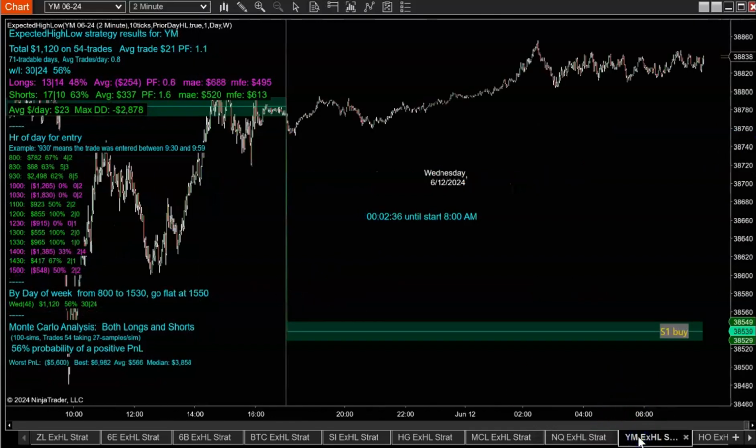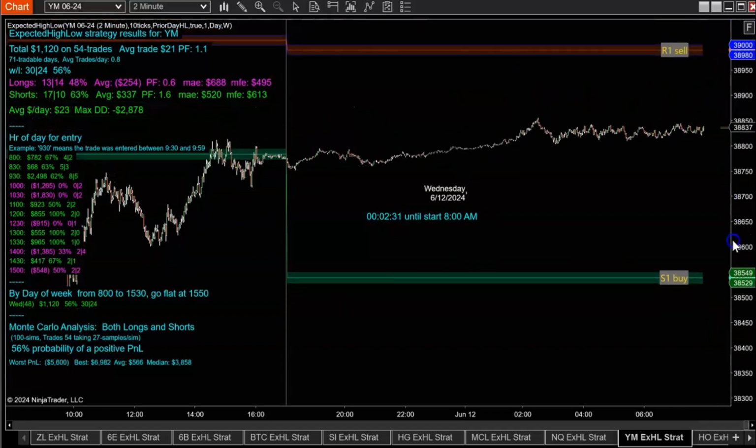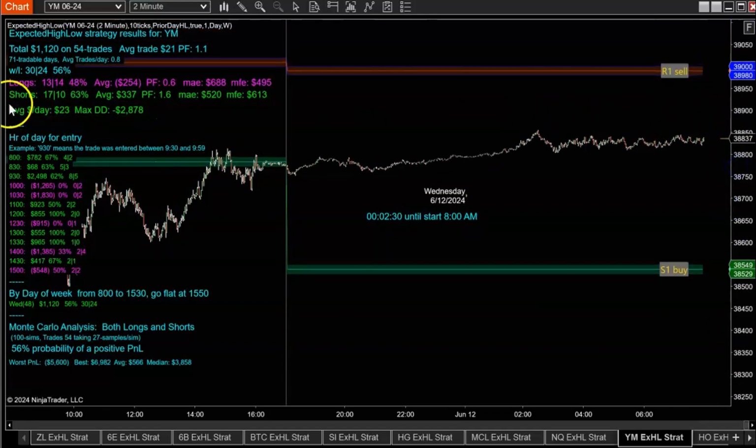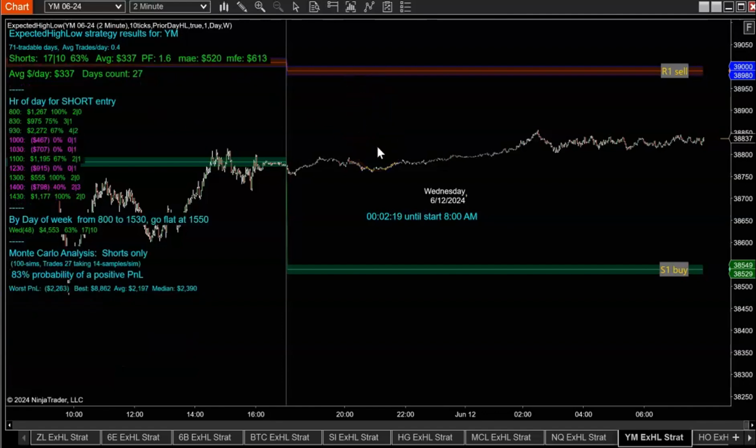All right, take a look at the YM. What's the story with YM? Shorts are a good proposition, like they were on Nasdaq. So 63% winners going short. Profit factor is 1.6. So if we just look at shorts, the average is $337 per day if we just went short on the last 71 tradable days.